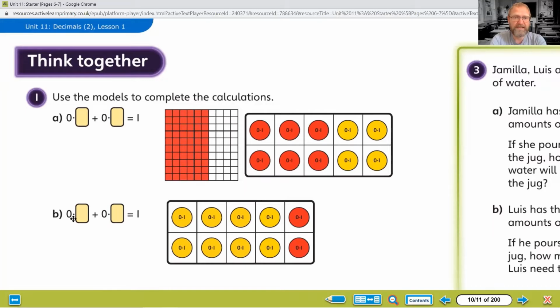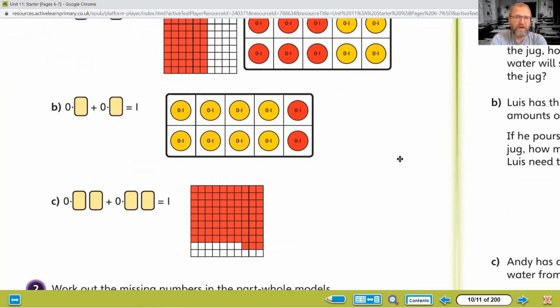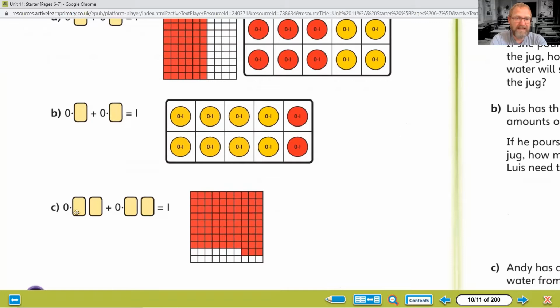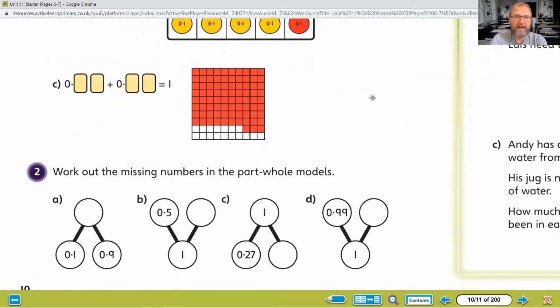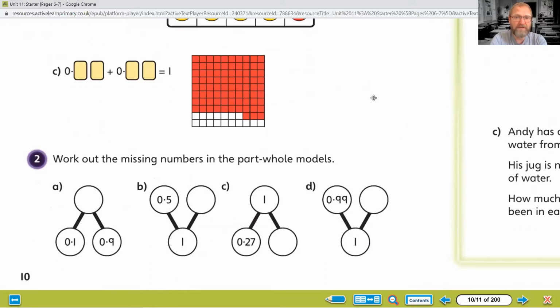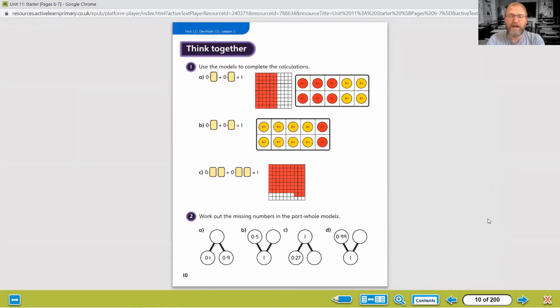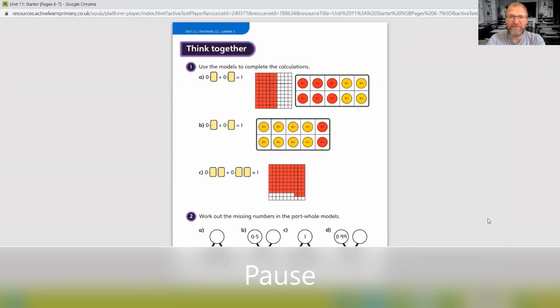Question number 2, 0 point something plus 0 point something equals 1. And this time we've just got the counters there to show us. Question C, now this is tenths and hundredths. That's 2 decimal places. This is 1 decimal place, this is 2 decimal places. So using just the 100 square, calculate what we need to add together to make one whole. And finally, work out the missing numbers in the part whole model. Press pause and then play again when you're ready.